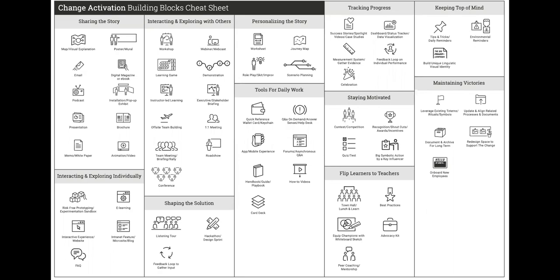And then finally, over to the right on this worksheet, you'll see that there's a lot of tools that we have to keep the momentum going, embed the solutions, and actually maintain and celebrate the victories. So there's tools for tracking progress, tools for staying motivated, ways to keep maintaining and celebrating the victories, and ways to just keep the initiative top of mind throughout the year. Lastly, in the bottom, flipping learners to teachers is something that we see as a best practice. Anytime that we can actually get people to learn information and then share it and teach others, those folks are in the process of doing that, actively moving up the activation curve.